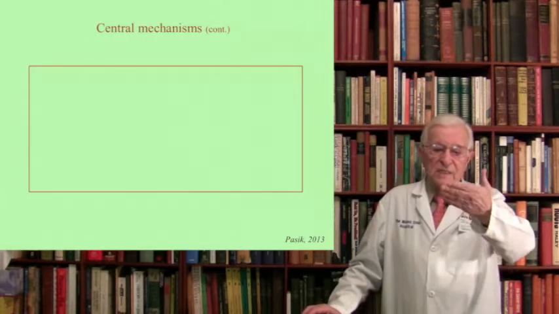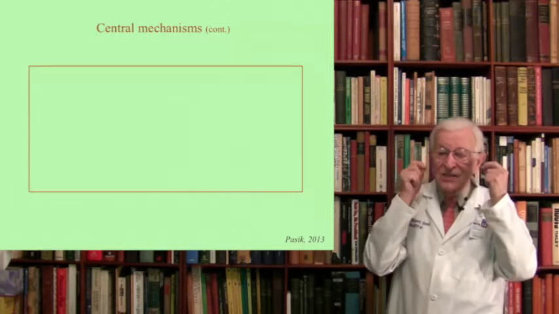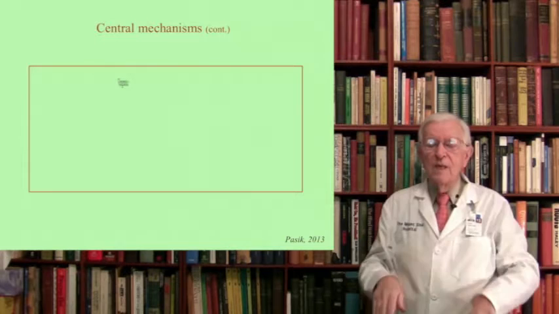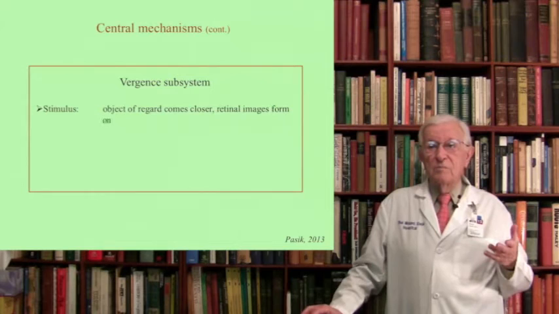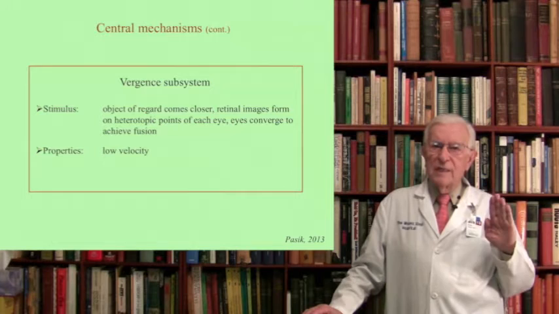So at that moment, the images of that object fall on heterotopic points in the retina. And that's the stimulus for the eyes to converge to keep the two images fused. So that kind of movement is of low velocity, right? The mechanism is not so clearly understood, although quite an amount of progress has been made recently on that.